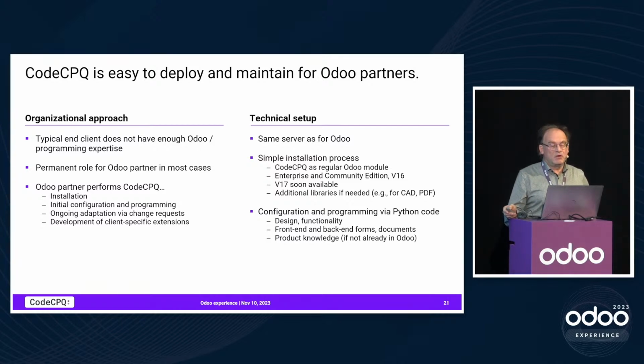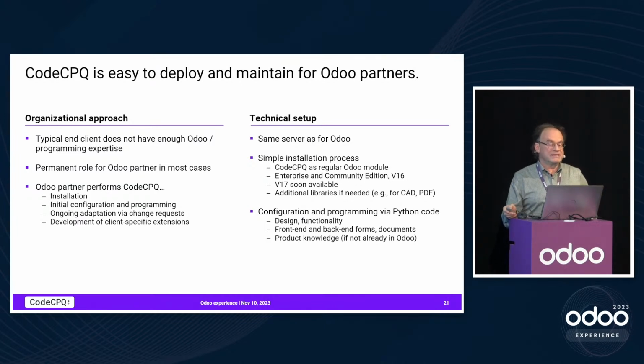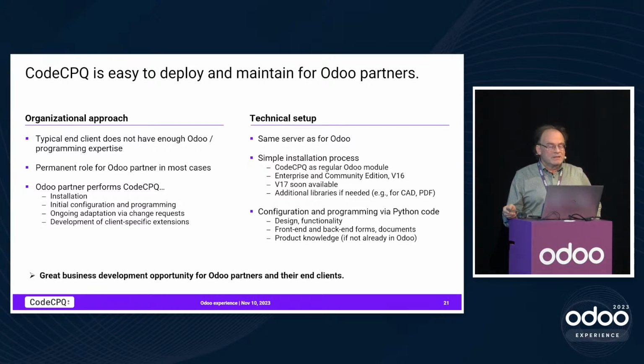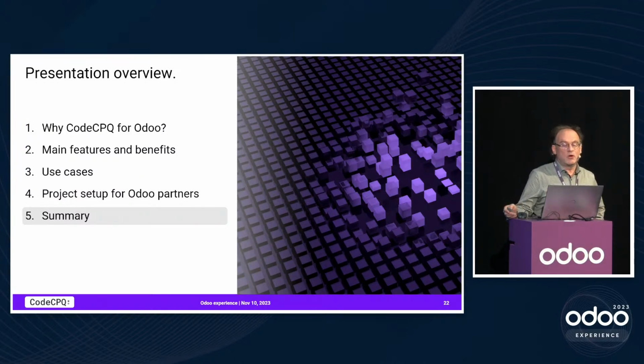CodeCPQ runs as a normal Odoo module on the same server, currently in the Enterprise and Community Edition in version 16, and 17 in the near future. We can suggest Python libraries as far as CAD and PDF. Now your work really starts with the configuration and Python coding. Suggest to your clients how to automate the sale. In short, we can help you to bring CPQ to Odoo.